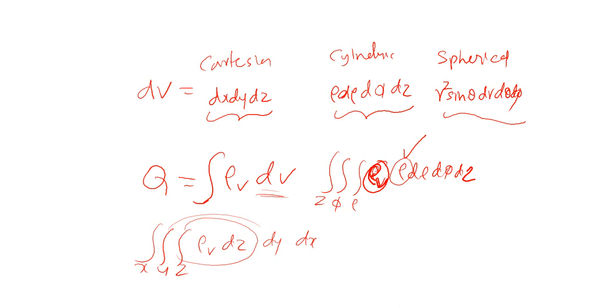The same applies in the case of the triple integral. In the case of spherical, it will be integral over r, theta, and phi of rho v r square sin theta dr d theta d phi.